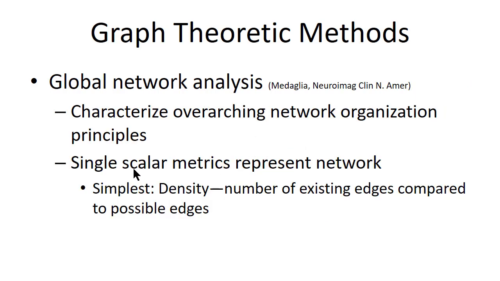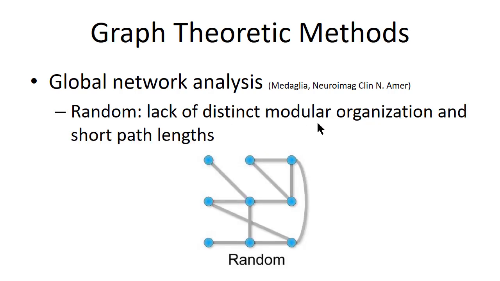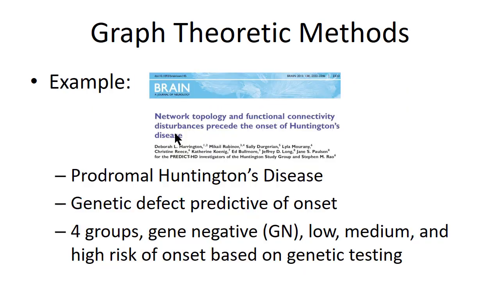Global network analysis. The nice thing about these is that they actually give single scalar metrics that represent your entire network. Simplest might be density, which is just the number of existing edges compared to possible edges in a binary classification. Lattice would be a high degree of clustering but long path lengths. Randomness of your network would be a lack of distinct modular organization and short path lengths. And small world metrics, which is clustering with short paths and long distance connections.